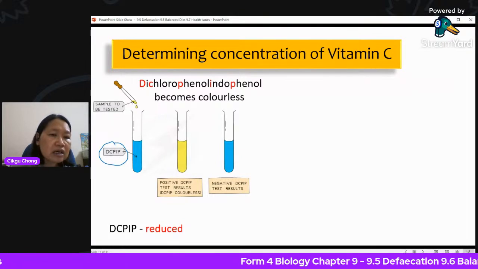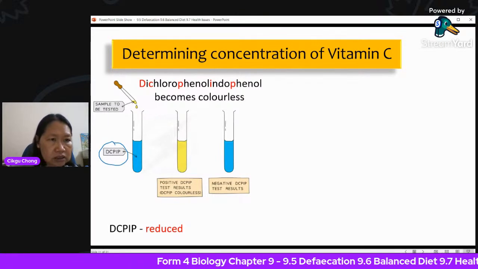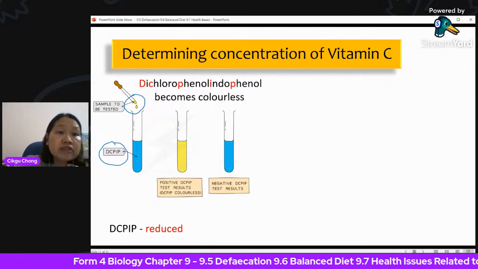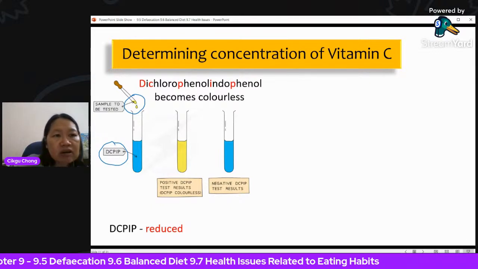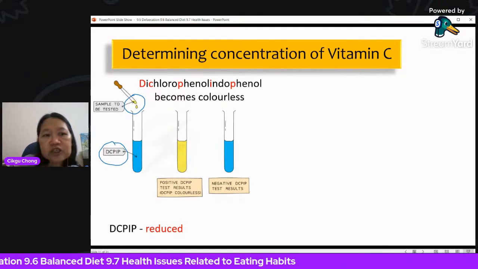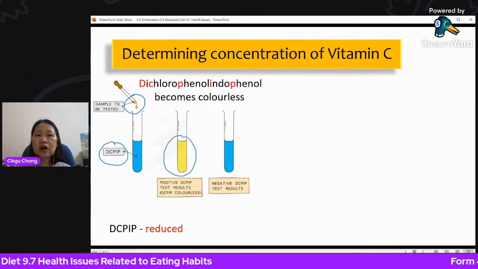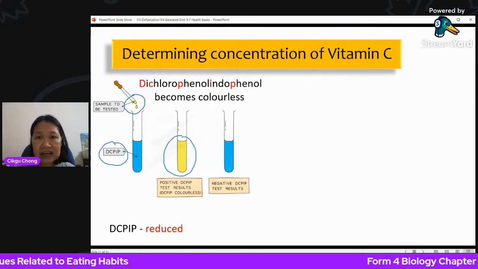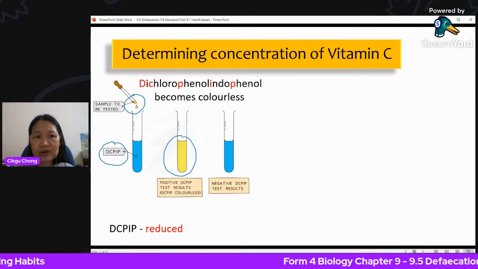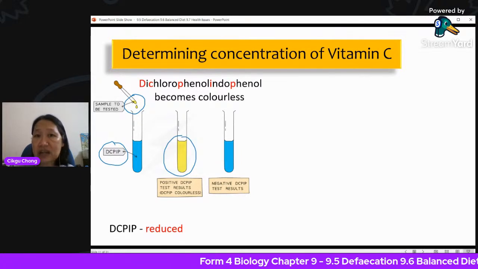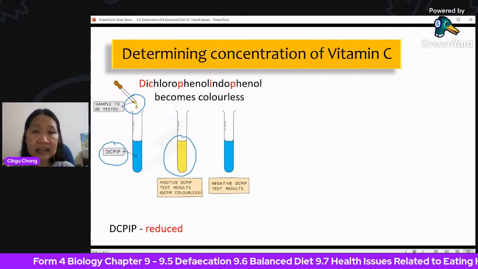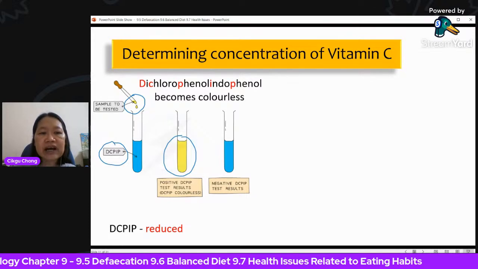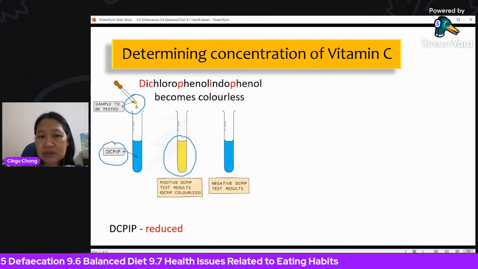Now, what happens when your solution is, let's say, orange in color? Your DCPIP has already become colorless, but because your orange is orangey, you will also get orange color. So do not wait until we get colorless. You're not going to get colorless if your lime juice is yellow. You will get the yellow color of the lime juice. But if you are using ascorbic acid, which is colorless, then you will find your result here will be colorless. Okay?